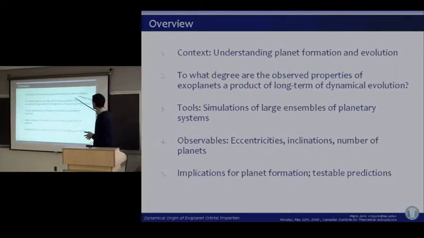The whole point of this is to come up with some implications for planet formation, which is a notoriously difficult and still unsolved problem, and to produce testable predictions of what to expect in the observations if the answer to this question turns out to be that dynamical evolution really is relevant in studying the observed properties of exoplanets.